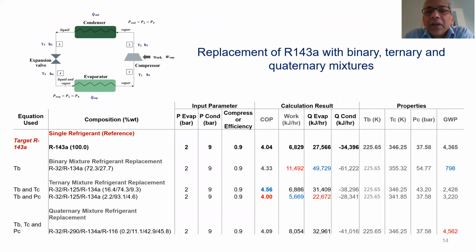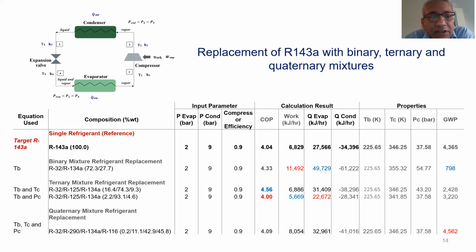A simple example I will show here, not all the details. Let's say we want to replace refrigerant 143A with binary, ternary, and quaternary mixtures because the global warming potential is high for this. So we first find out what is the performance of this chemical, and then we replace it with mixtures to match the boiling point. In the binary mixture, boiling point; in the ternary mixture, boiling point and critical temperature, or boiling point and critical pressure; and in the third, quaternary, all the three properties. So boiling point, critical temperature, and critical pressure are the target properties.